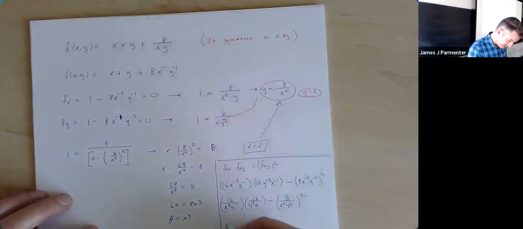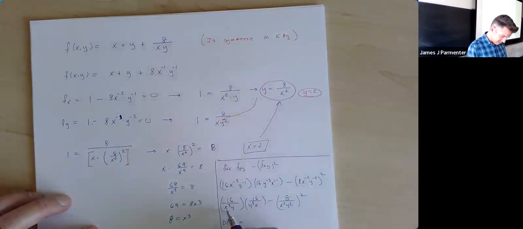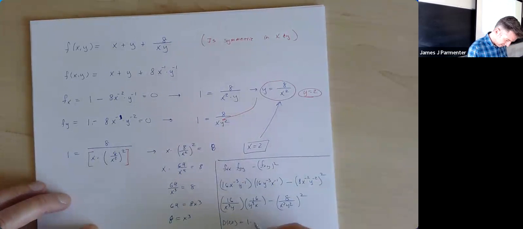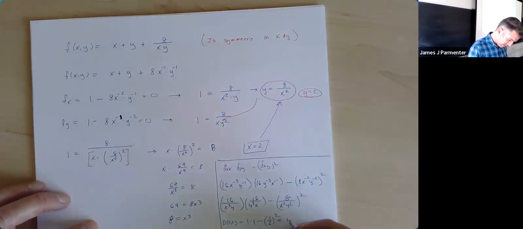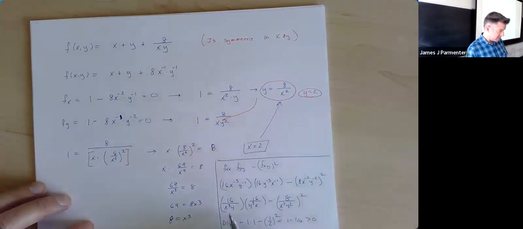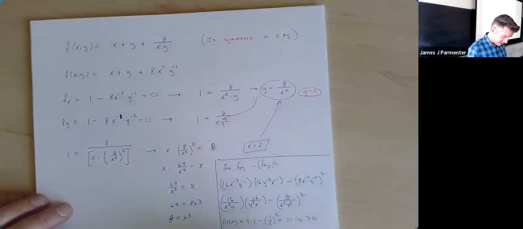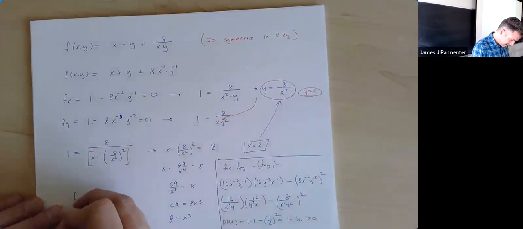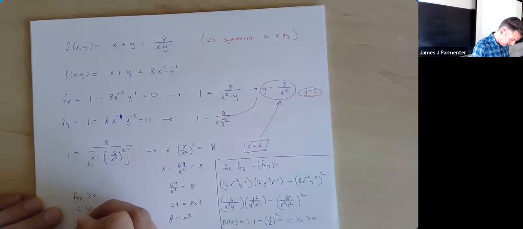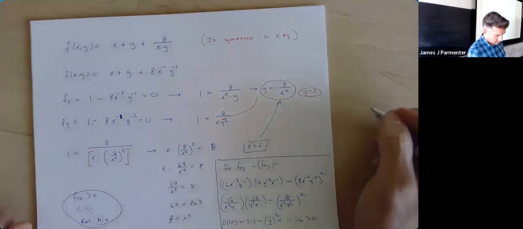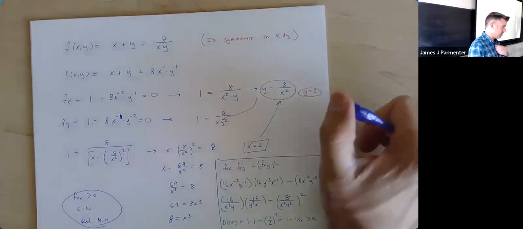And then if we plug in 2 comma 2, all right, so 16 divided by 16 is 1. 16 divided by 16 is 1. And 8 divided by 4 times 4 is 8 over 16, which is 1/2 squared. So that's going to be equal to 1 minus 1/4, which is positive. And so both my second derivatives were positive. This is going to be a relative minimum because we're concave up. Fxx is positive, concave up, relative minimum. Neat.